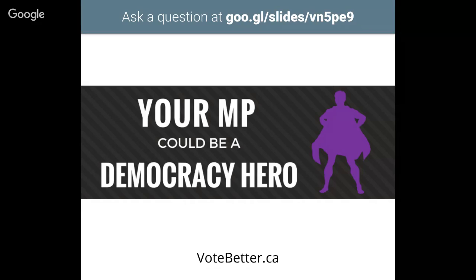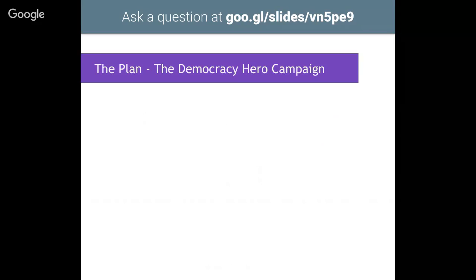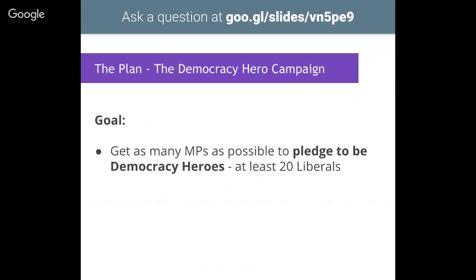Great, thanks, Kate. So as Kate mentioned, this vote is to endorse the committee report. The opposition has all agreed to this report, so we assume that they'll vote in favor of it. So what we need is a few Liberals to also vote in favor of the committee report. Our goal with this Democracy Heroes campaign is to get as many MPs as possible, at least 20 Liberal MPs, to take a pledge to be a democracy hero and then vote in favor of electoral reform in the House of Commons.